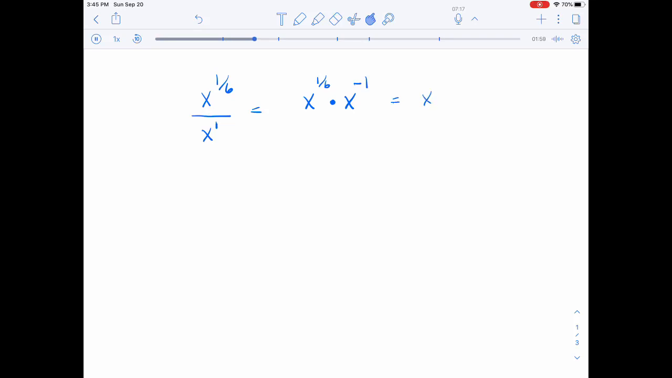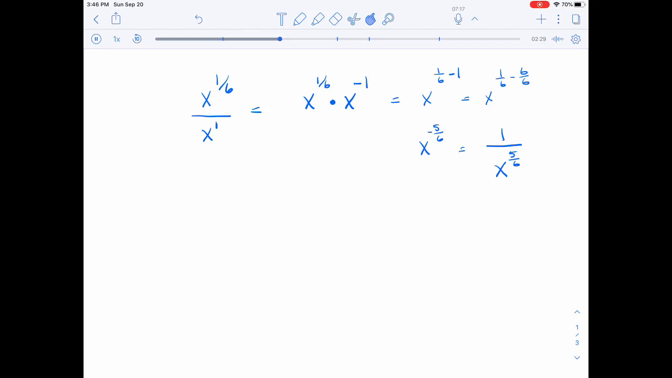So it becomes x to the 1/6 minus 1, which is equivalent to x to the 1/6 minus 6/6, which simplifies to x to the -5/6. Now, if I was asked to put that in using only positive exponents, I would need to rewrite that as 1 over x to the 5/6.